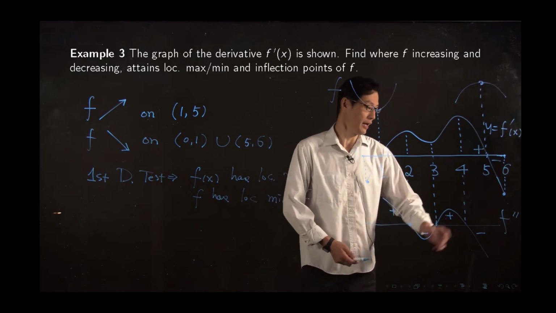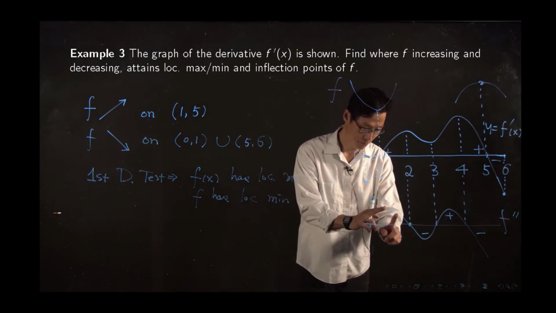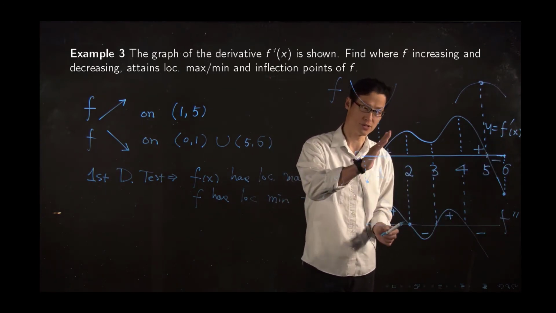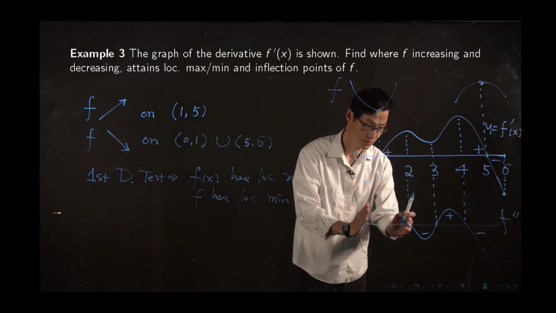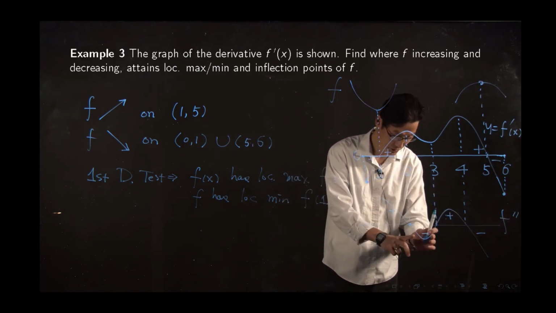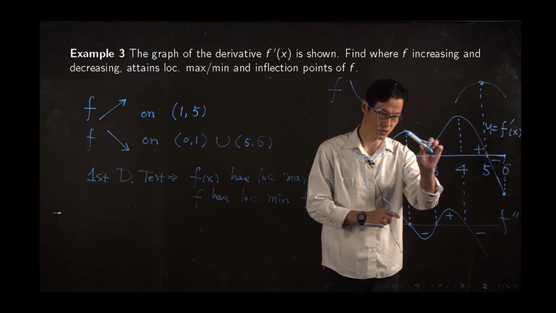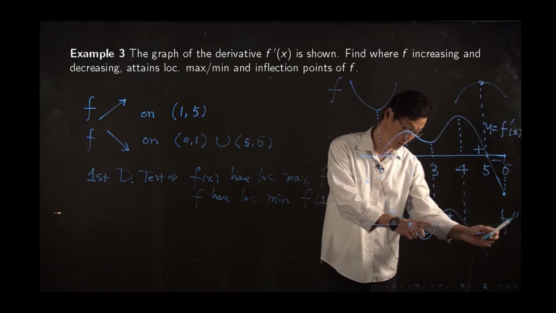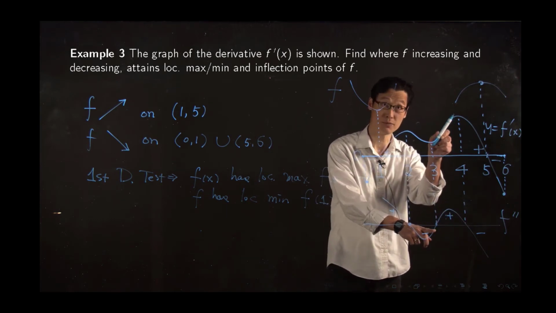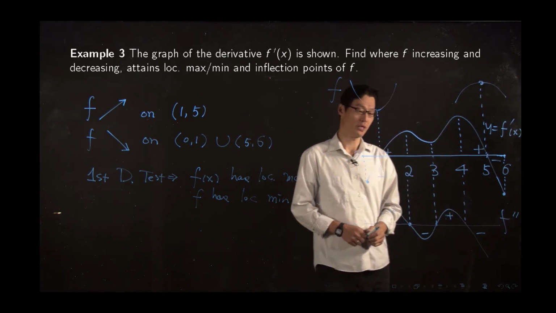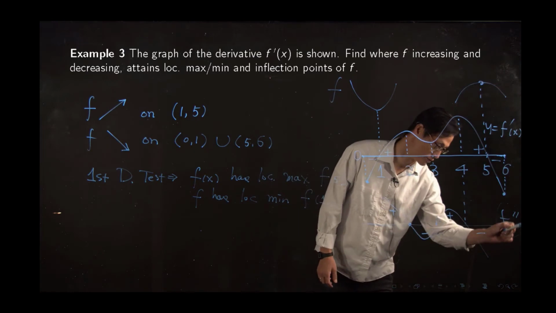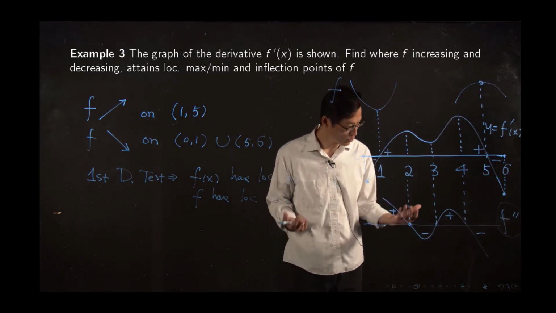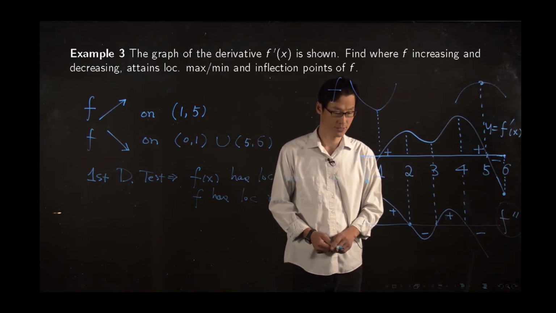Again, f double prime is positive because f prime is increasing on the interval, and f double prime is negative because f prime is decreasing. And similar for the next interval, f double prime is positive because f prime is increasing. Okay, once you have the graph of f double prime, you can tell where it changes its sign.